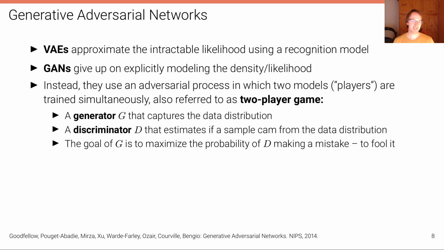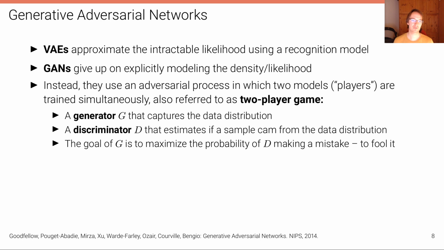The discriminator D, in contrast, estimates if a sample came from the data distribution or not. So it outputs a probability. It outputs a probability 1 if it thinks that the sample under consideration, that is the input to the discriminator, is from the data distribution. That's why it's called a discriminator. And it tries to output a 0 if it thinks that this sample that it sees is a fake sample. It comes from the generator.